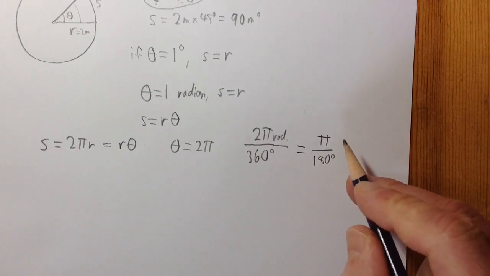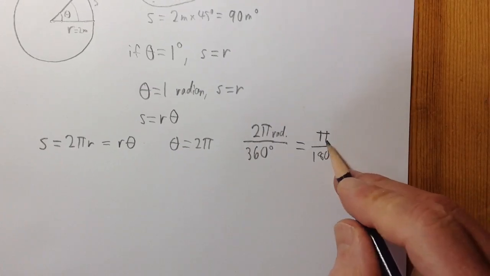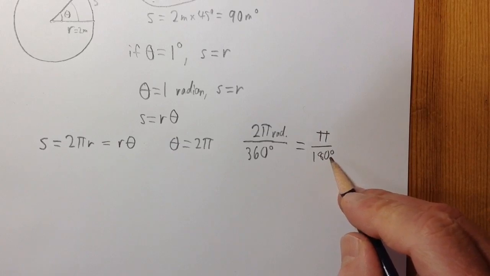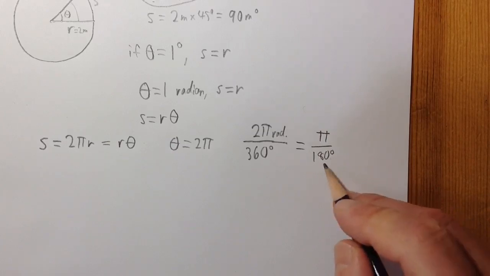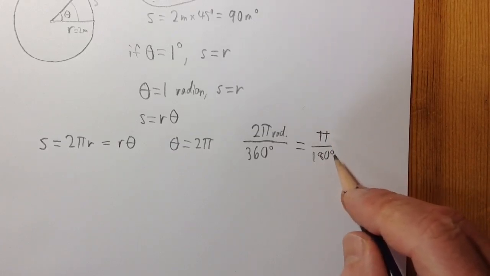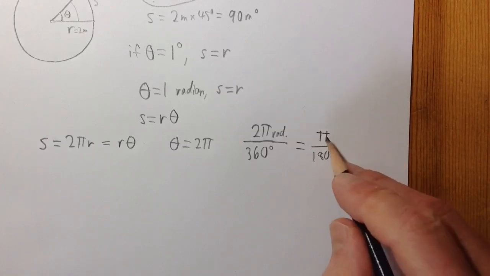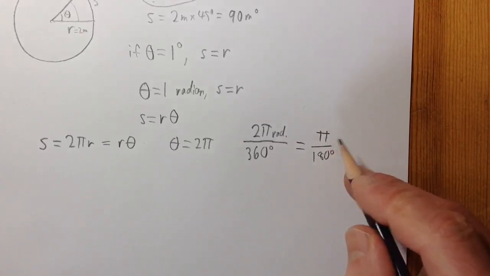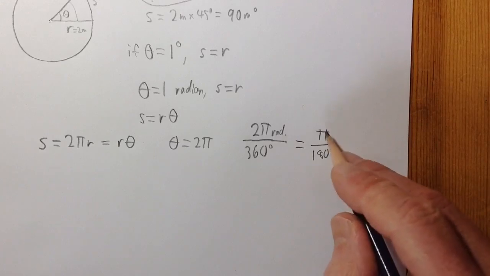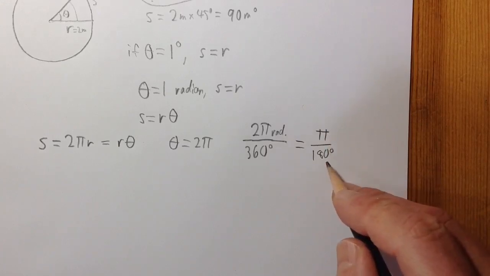If you have degrees and you want radians, you multiply by pi over 180. If you have radians and you want degrees, you multiply by 180 over pi. Whichever one you want, you put on the top. You want radians, you put the pi on the top. You want degrees, you put the degrees on the top. So pi radians is the same as 180 degrees.